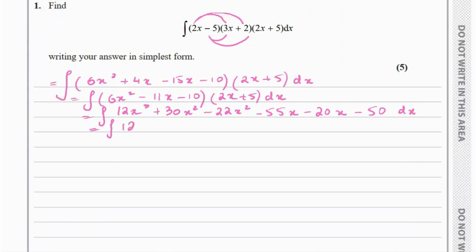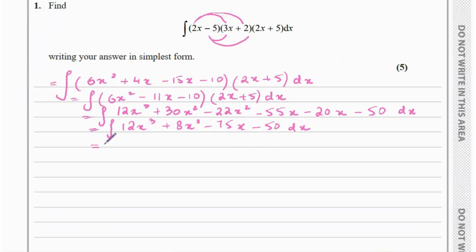Collect the like terms again. So 12x cubed plus 8x squared minus 75x minus 50, dx. Now we will integrate this expression. Always expand the brackets, always simplify your expression. If there's a power in the denominator, bring it in the numerator. Make it easier for you to understand the question and then start solving it.